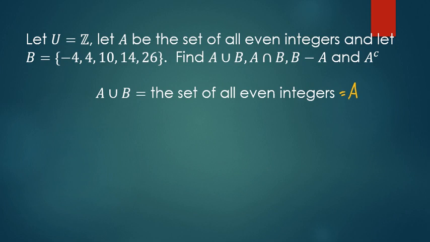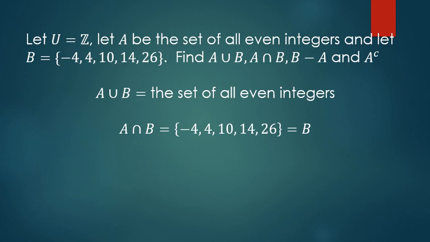Next up is the intersection, all the things that lie in A and B simultaneously. Well, again, everything that's in B lies in A. So the intersection of these things, when one set is a subset of the other, is simply your smaller set. It is -4, 4, 10, 14, and 26, which is exactly your set B.